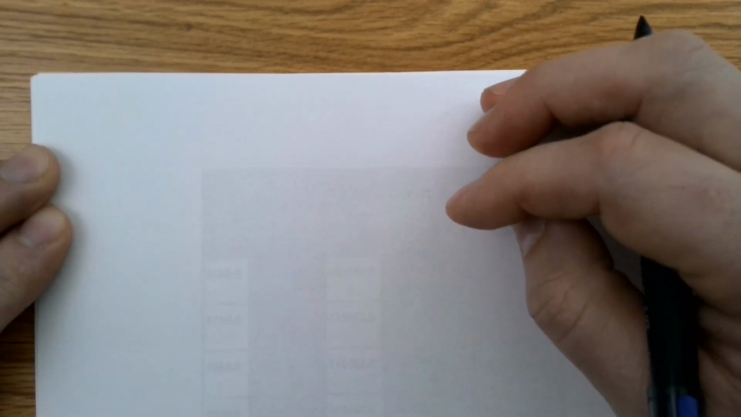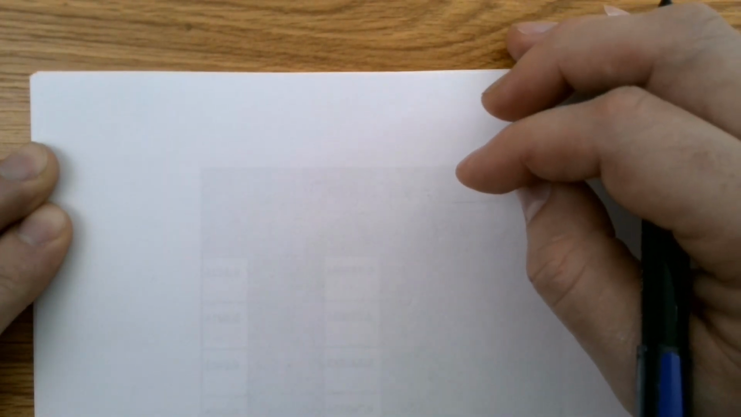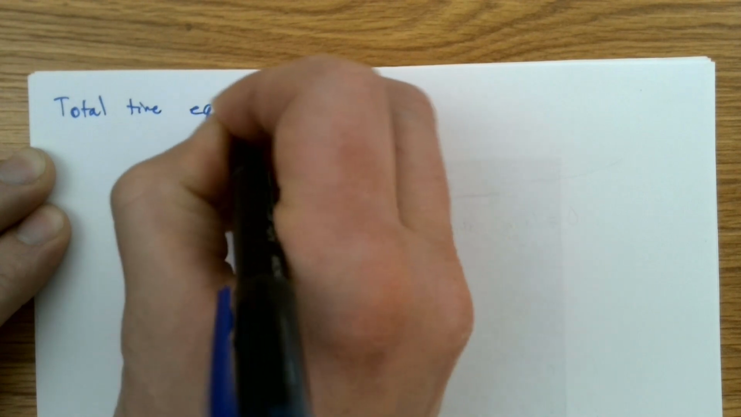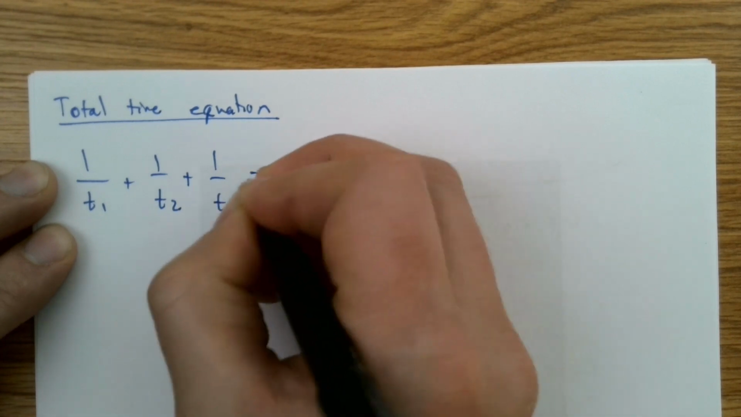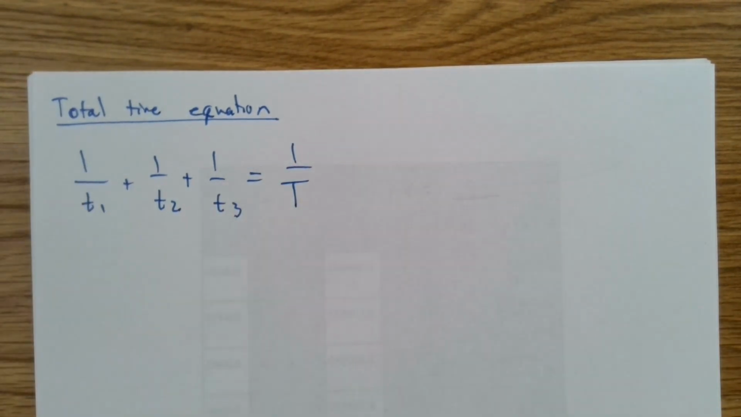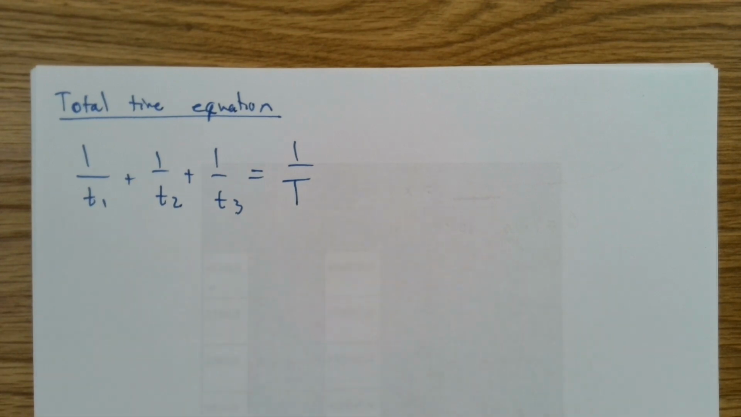Okay, then we had this big equation that we used. What do we want to call this? I don't know, it was the time equation. So we'll say total time equation. And that is, if you have different things, people or objects, working at different times, it was 1 over t1 plus 1 over t2 plus 1 over t3 equals 1 over t for total time. And we could have multiple of these added together, or just basic ones of them added together.